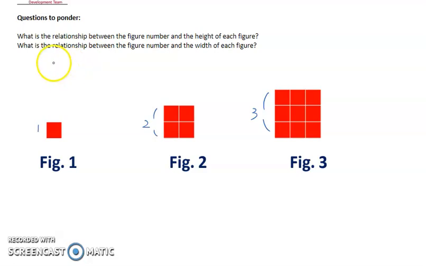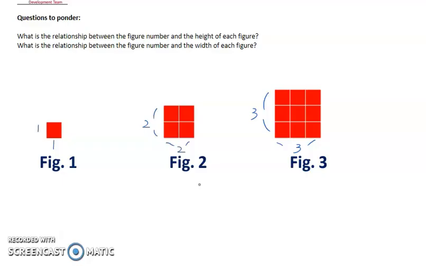Now the next question that I ask is, what is the relationship between the figure number and the width of each figure? So I'm going to label each figure's width. This is 1, for the second one I have 2, and the third one I have 3. I noticed that the width is actually the same as the figure number.